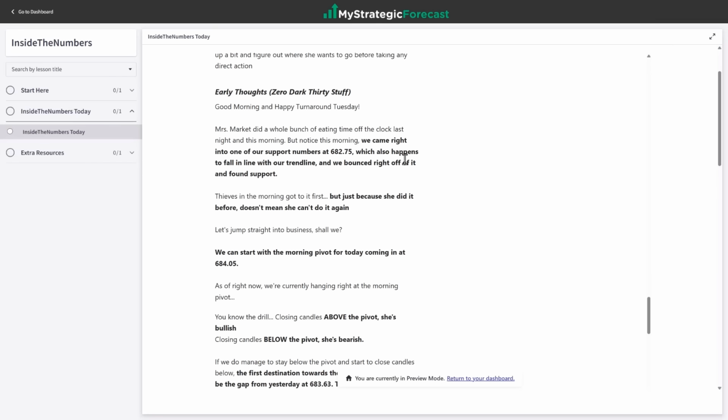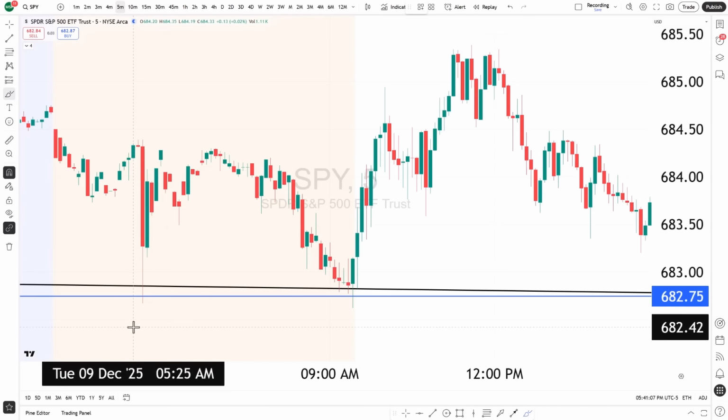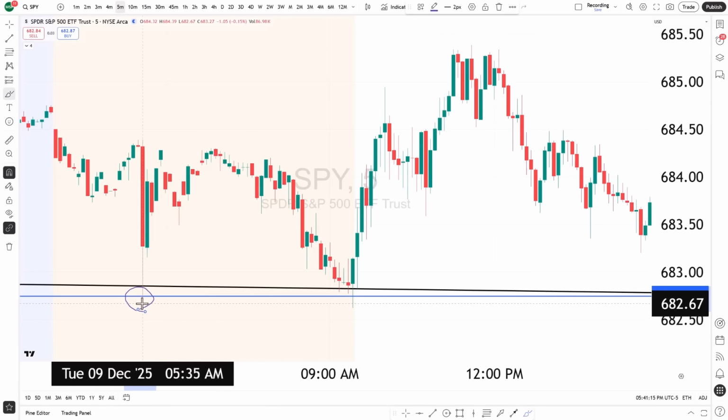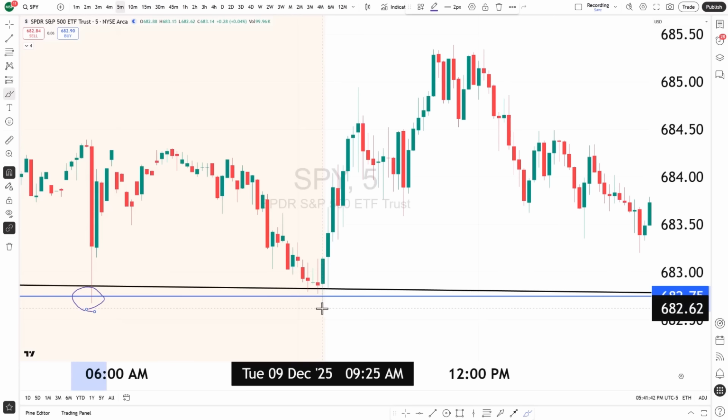And one of the first things that I wrote was that we came into one of our support numbers at 682.75, which also happens to fall in line with our trend line. And we already bounced right off of it and found support. So right here, we're taking a look at the extended hours. And in the pre-market, you can see that we did hit 682.75, so the thieves in the morning got to it first, and then towards the morning, right before the opening bell, we came right back into that number. Literally at 9:25, we spiked it by a little, and then went right back up.